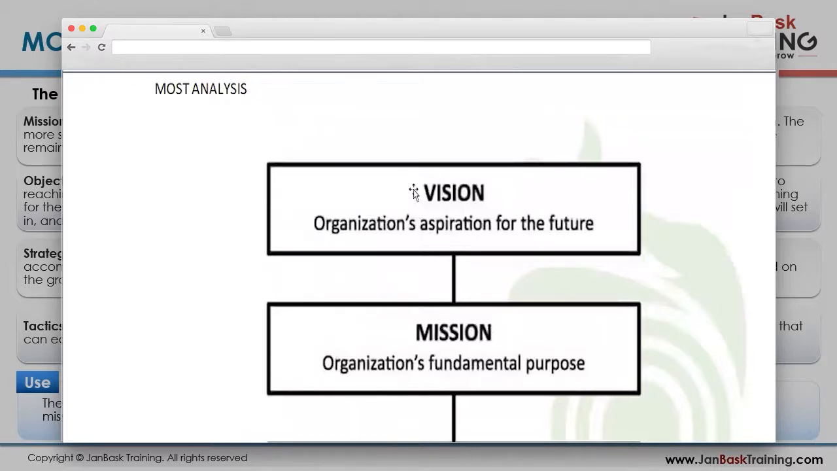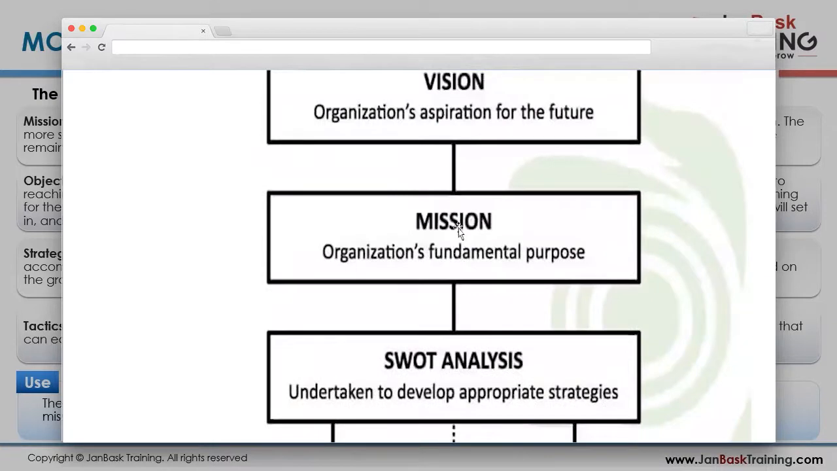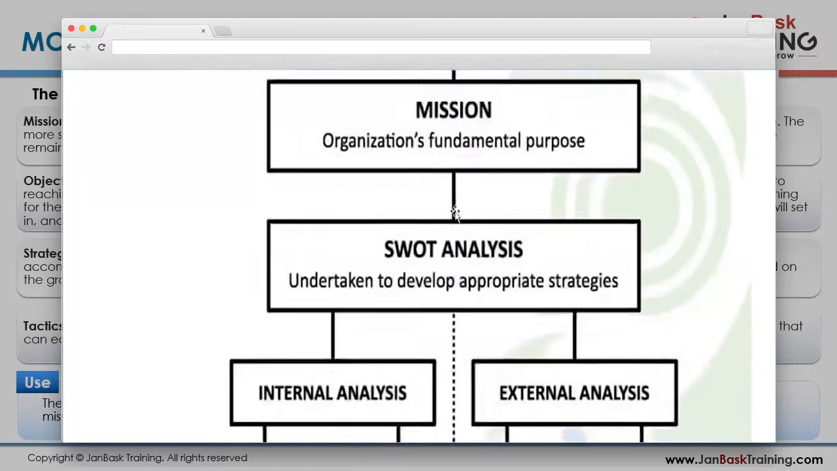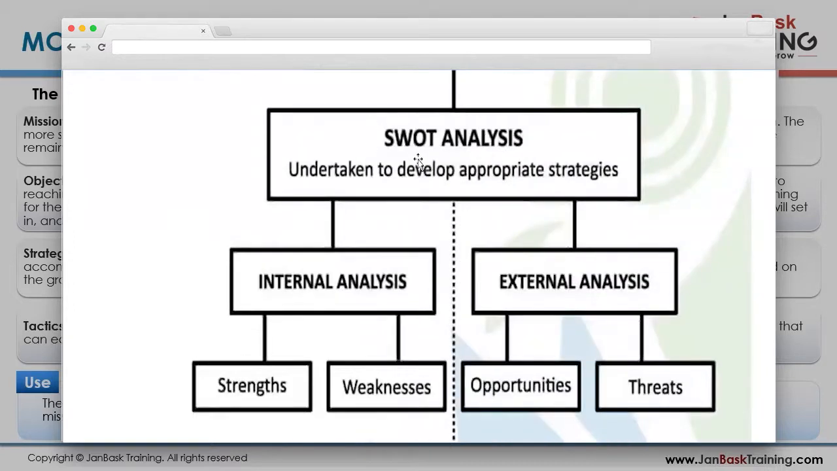So all the organization's aspirations for the future come under the vision. If you want to identify the company's vision, what is your company's vision? What is the mission of the company? What is the organization's fundamental purpose? Why has it been created? What are its long-term goals? So it should be clearly articulated, along with the mission part of it. Then come vision, mission, opportunities and threats.